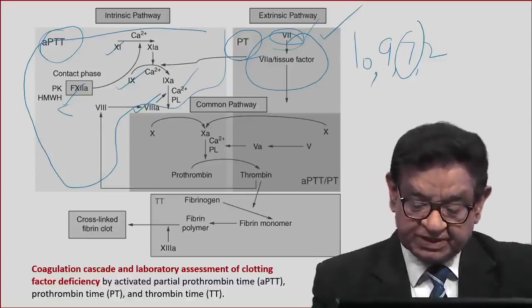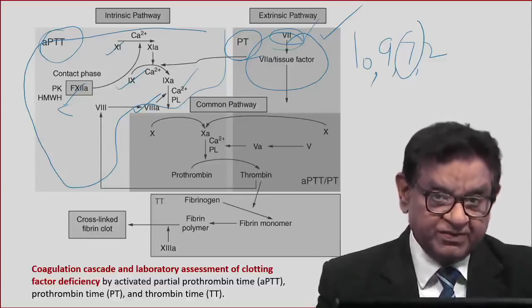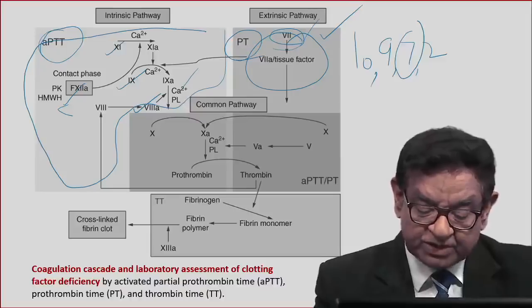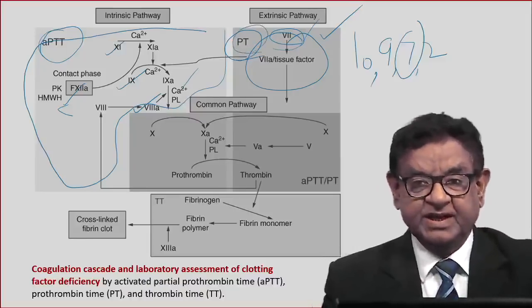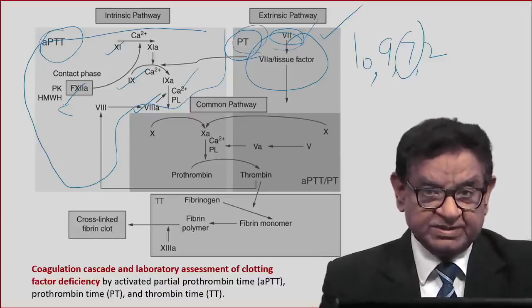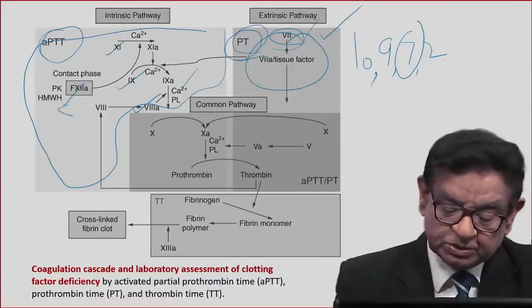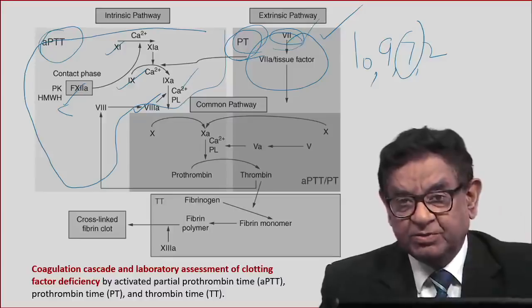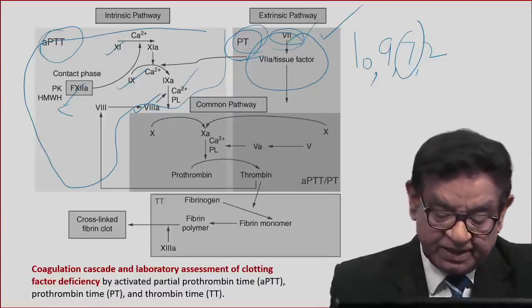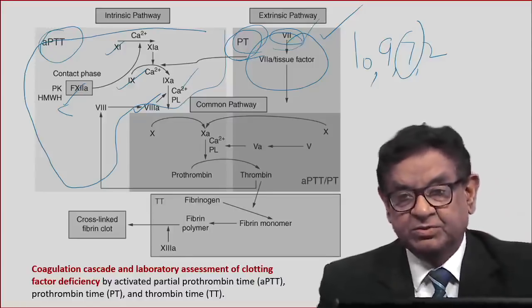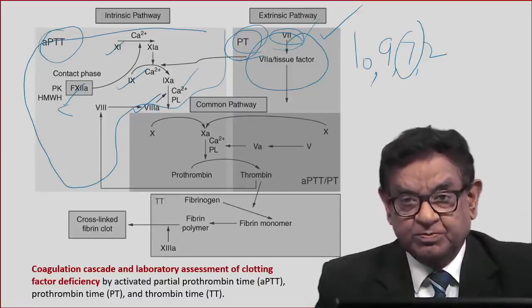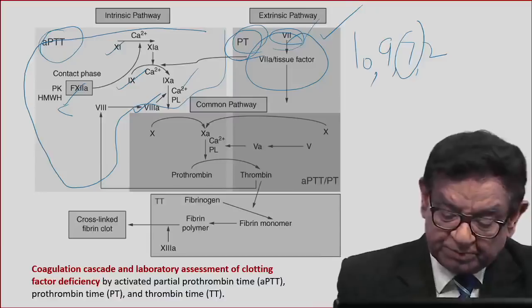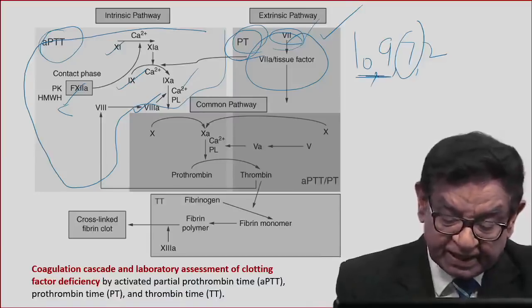Next point, factor 7 has the shortest half-life. That's why prothrombin time is always the first to get deranged in any acute liver disease. So only a factor 7 problem will lead to prolonged PT, and all that I told you earlier leads to a prolonged PTT. Point to be noted, factors 10 and 9 are here.